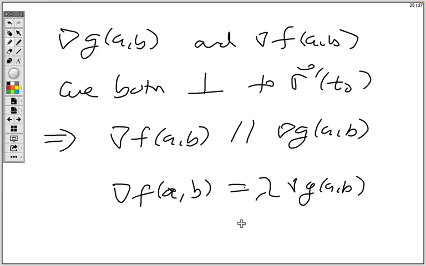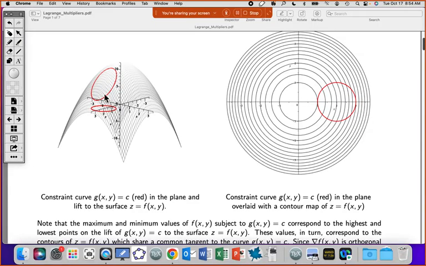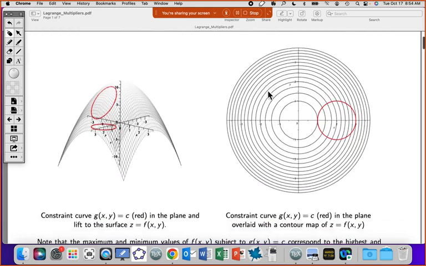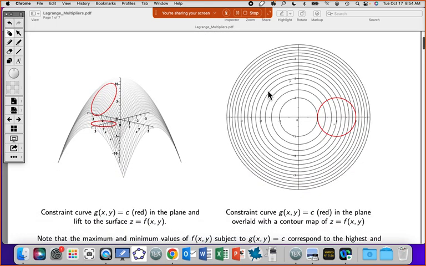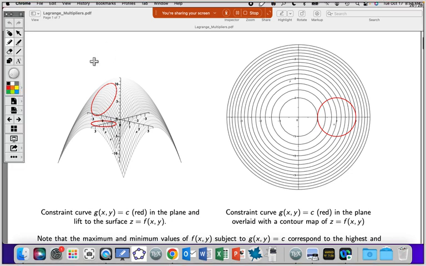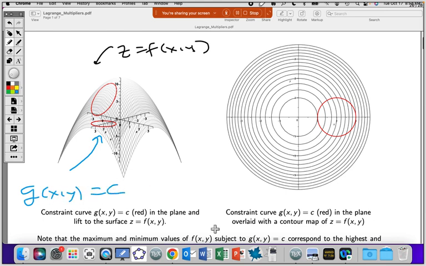Okay. Now, to get a geometric intuition as to this, we can also think about this geometrically in terms of level curves. So here's a scenario here that's got it sort of drawn out. The mesh surface here, that's your z equals f of x, y. And then you've got your constraint curve, g of x, y equals c. And once again, we've got the lift on up to the surface. You can see the biggest z value on here is going to be at this point, and the smallest z value is going to be down here.